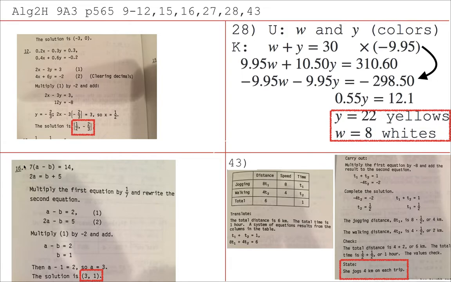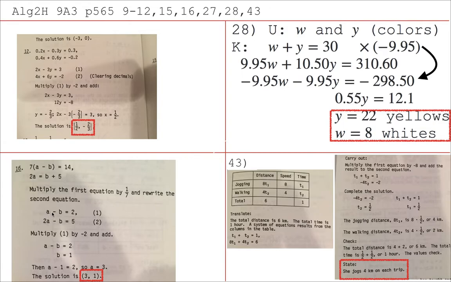Number 16, you can divide both sides of the top equation by 7, or as they say, multiply by 1/7. And so the first equation becomes just a minus b is equal to 2. And then it's a little bit easier for formatting purposes, if you're going to use elimination, to write all the variables on one side and then the number. So they move the b over to the other side, subtracting b from both sides. You get 2a minus b equals 5. Then you can do it.